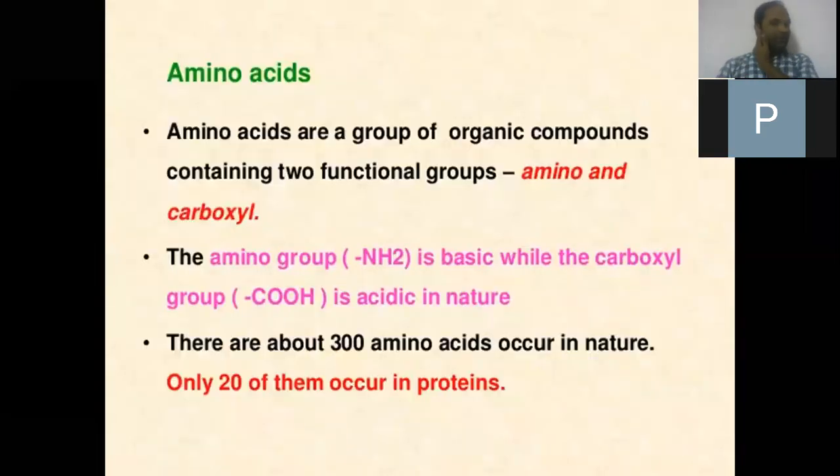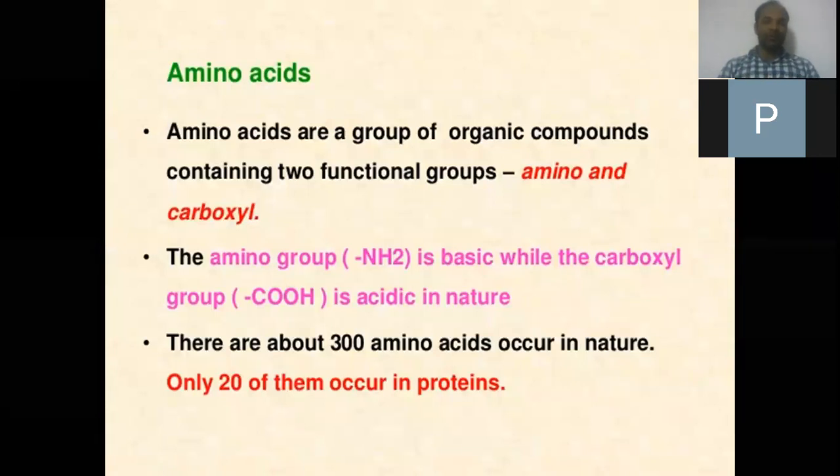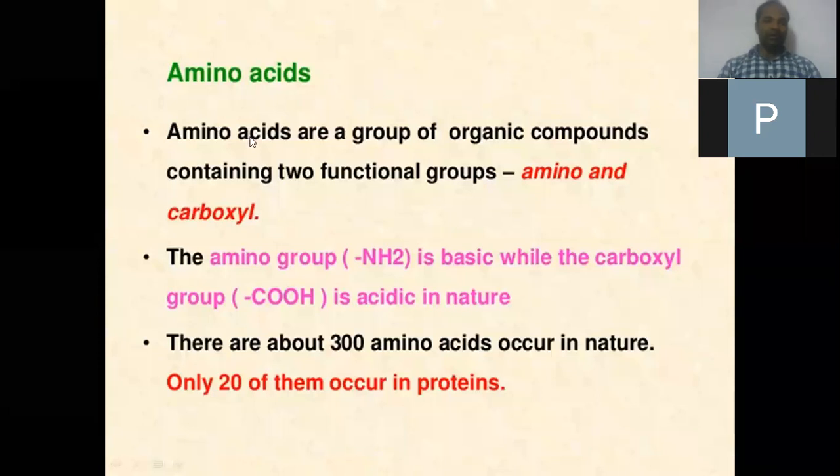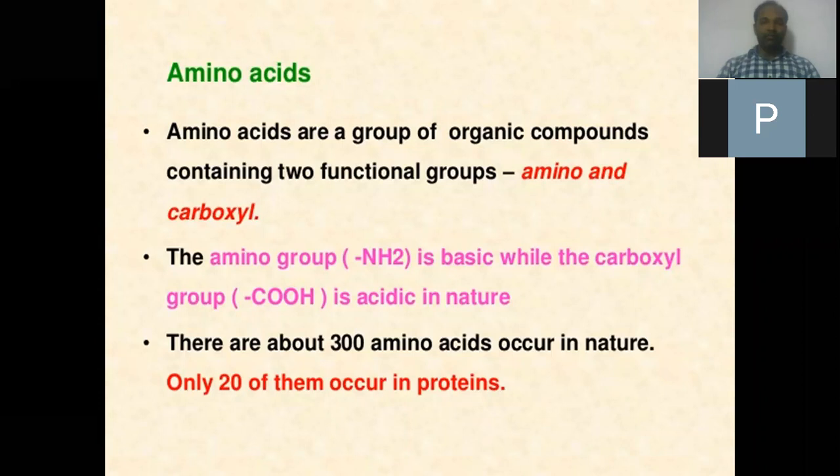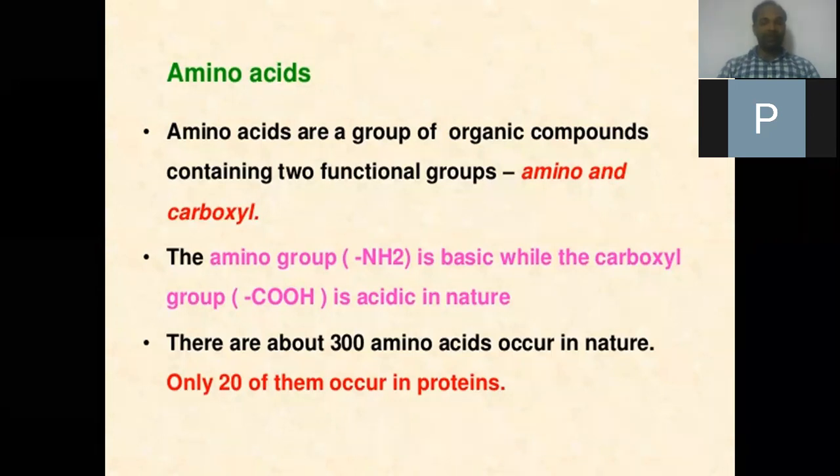As we know, in the previous introductory lecture of amino acids, we have discussed what is meant by amino acids. Amino acids क्या होते हैं वो हम लोगों ने इसके पहले के लेक्चर में इंट्रोडक्टरी लेक्चर में डिस्कस किया था. That the amino acids are a group of organic compounds containing two functional groups, that is the amino group and the carboxyl group. The amino group is basic while the carboxyl group is acidic in nature.